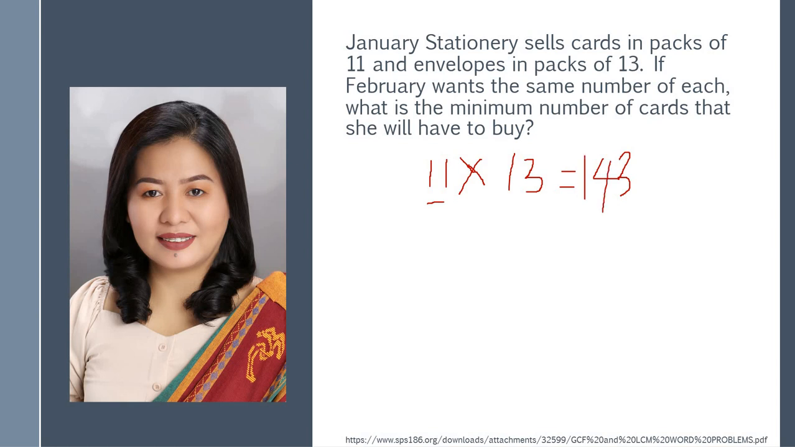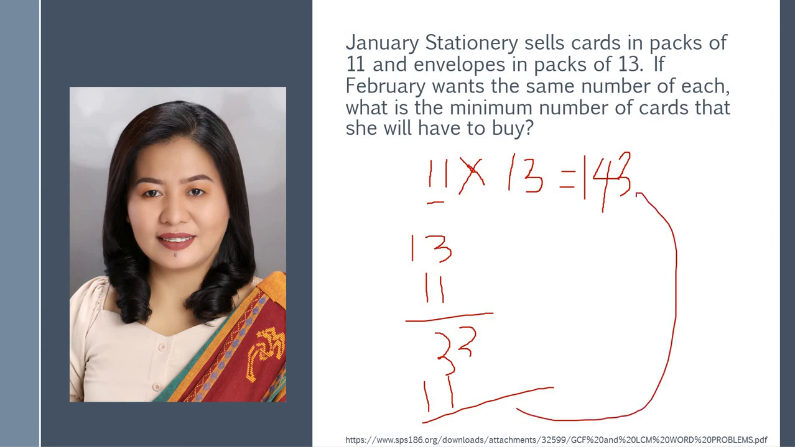So verify. 13 times 11. That's 3 and 3, and that's 1 and 1. So it gives us 143. So January will have to sell 143 packs of envelopes and 143 cards, so that she will be able to sell. That's the minimum number of cards that she will have to sell.